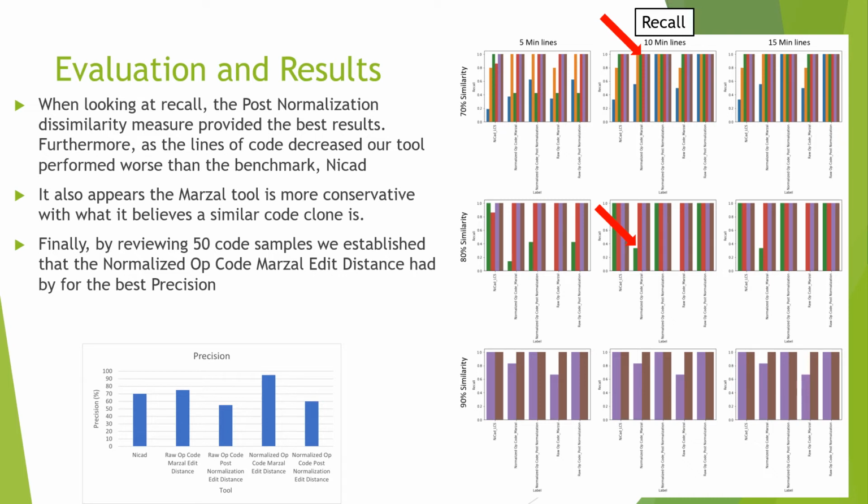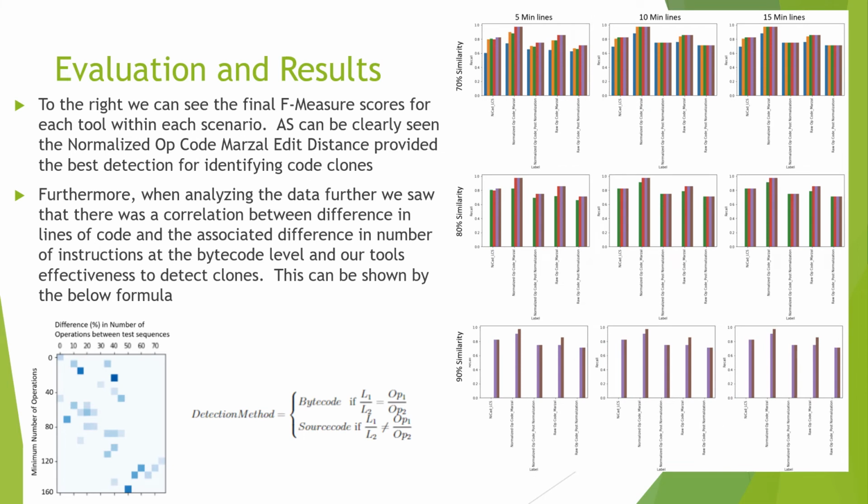Finally, by reviewing 50 code samples, we established that the normalized opcode Marzal edit distance had by far the best precision. To the right, we can see the final F-measure scores for each tool within each scenario. As can be clearly seen, the normalized opcode Marzal edit distance provided the best detection for identifying code clones. Furthermore, when analyzing the data further, we saw that there was a correlation between the difference in lines of code and the associated difference in number of instructions at the bytecode level and our tool's effectiveness to detect clones. This can be shown by the below formula.